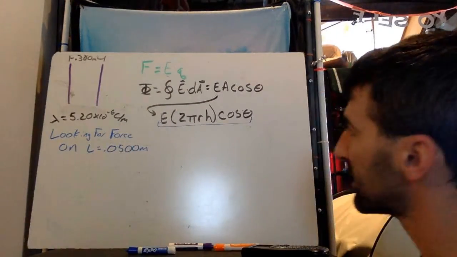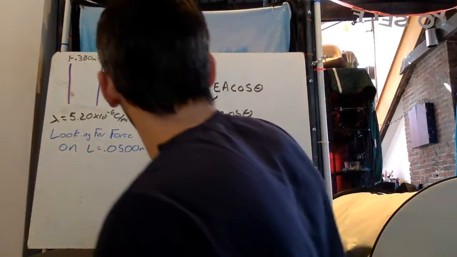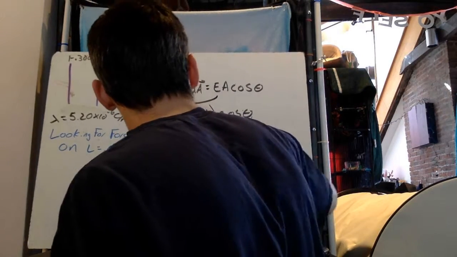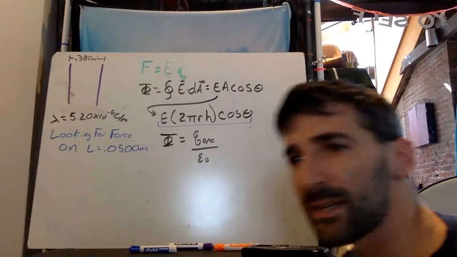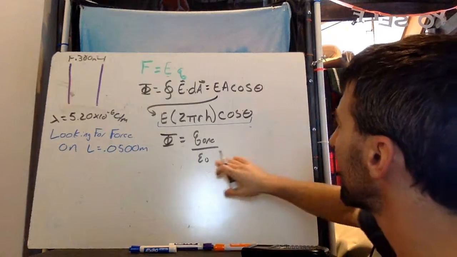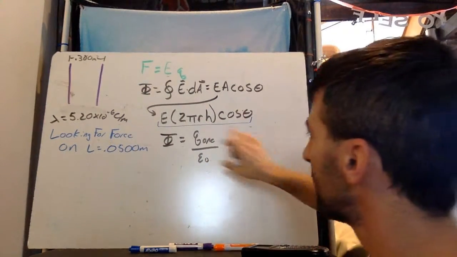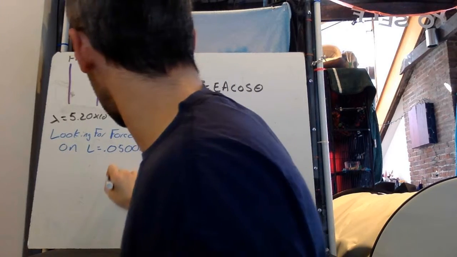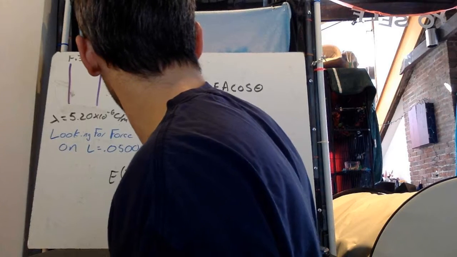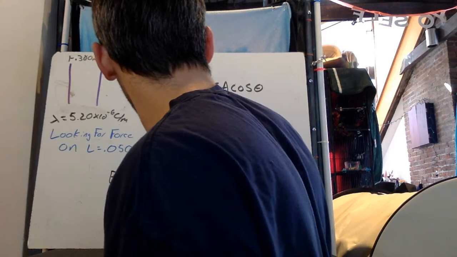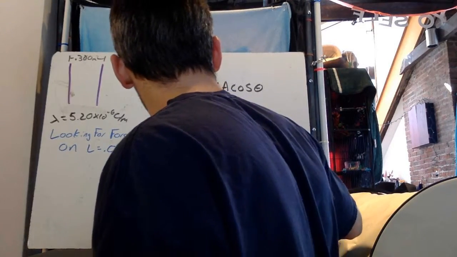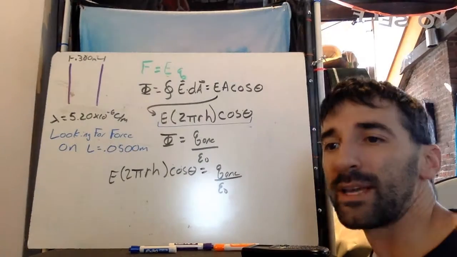What's the other side of my flux equation? Remember, flux is also Q enclosed over epsilon 0. Well, how is that helpful? Let's see. If I can say flux and flux, I can set those guys equal to each other. So now I can say that E times 2 pi r h times the cosine of theta is equal to Q enclosed over epsilon 0. And that is my full Gauss's law.